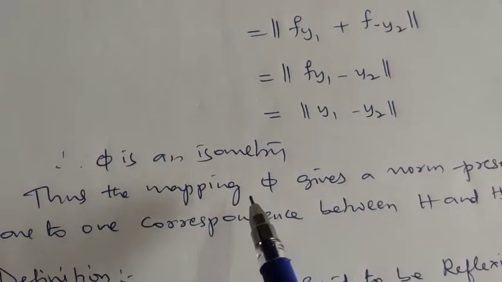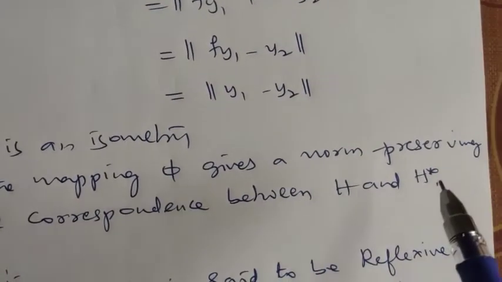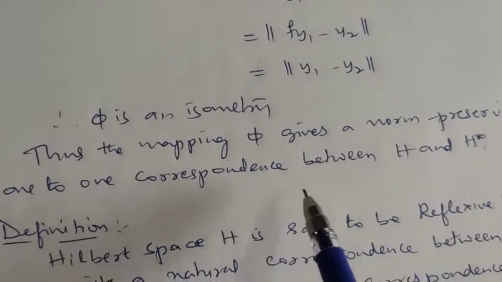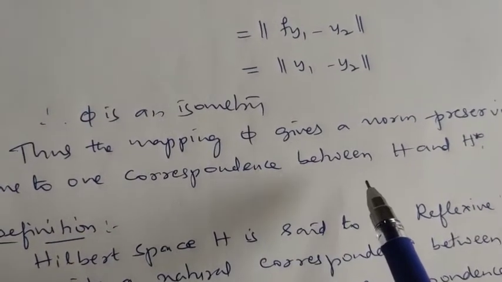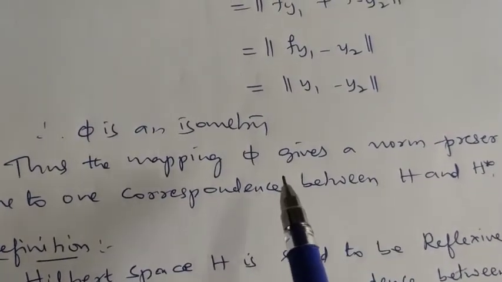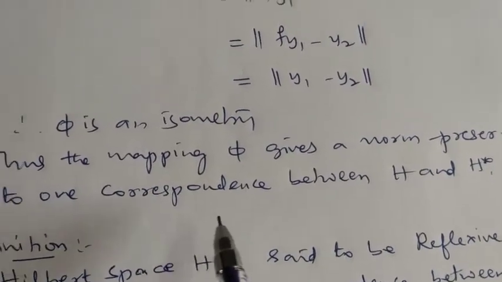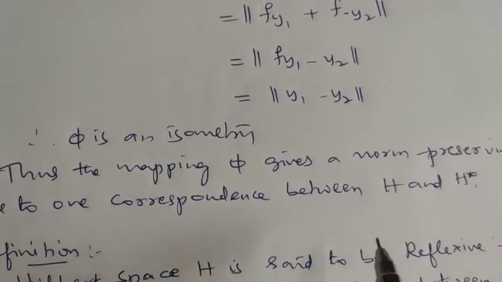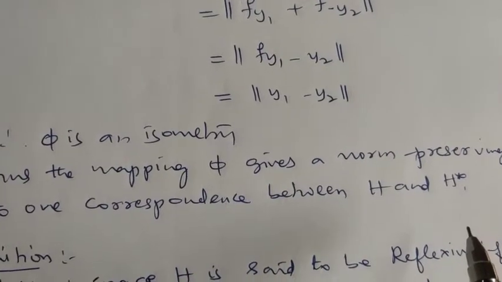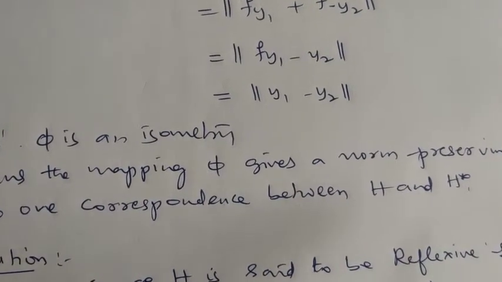Therefore by definition phi gives a norm preserving 1-to-1 correspondence between H and H star. Thus the mapping phi gives a norm preserving 1-to-1 correspondence between H and H star only.